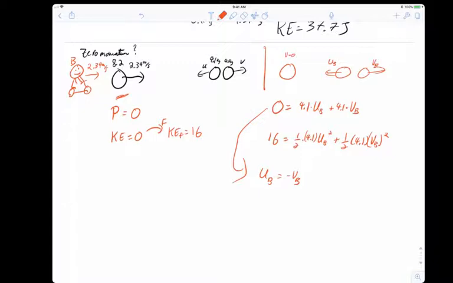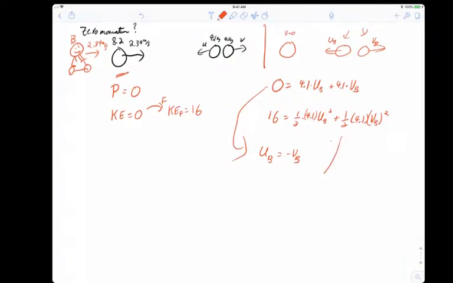Conservation of momentum: both of these objects have the same mass. And so if they start out with 0 momentum, they're going to move with opposite velocities. But that makes this equation pretty easy to solve. 16 is equal to 1/2 times 4.1 UB squared plus 1/2 times 4.1 times minus UB, squared. And you put it together and you get 16 is equal to 4.1 times UB squared.